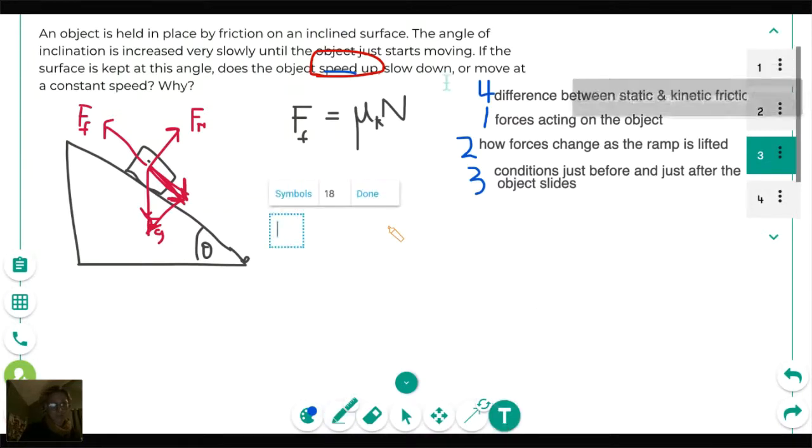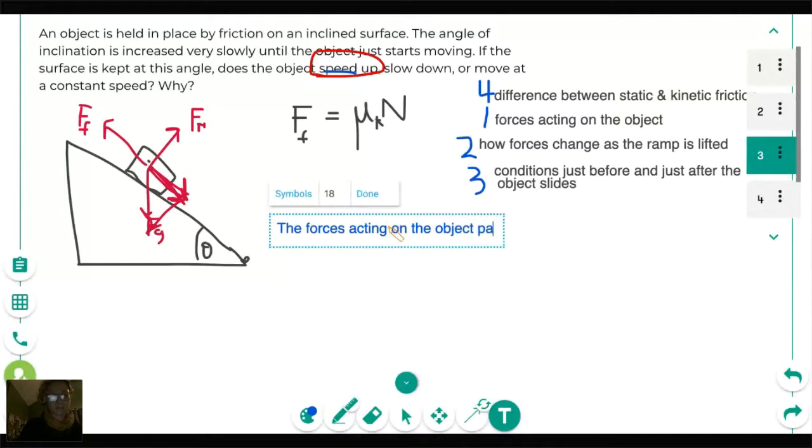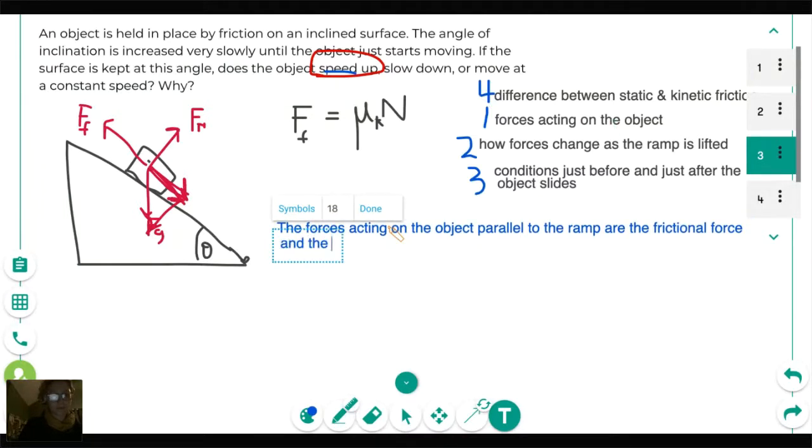So I would start by talking about, like I said, the forces acting on the object, and particularly the forces that are acting parallel to the ramp. I'm going to assume that if this was a real AP question, somewhere in there you would have had to draw a free body diagram, so you'll have that for reference. So we can say that the forces acting on the object parallel to the ramp are the frictional force and the parallel component of the gravitational force.